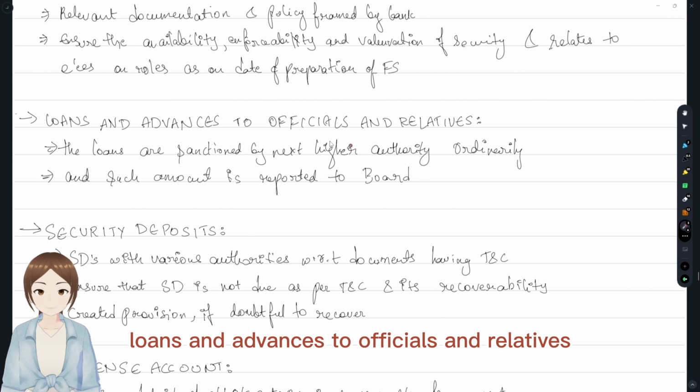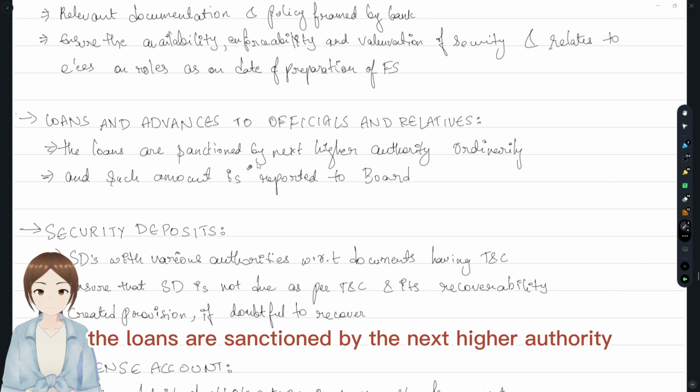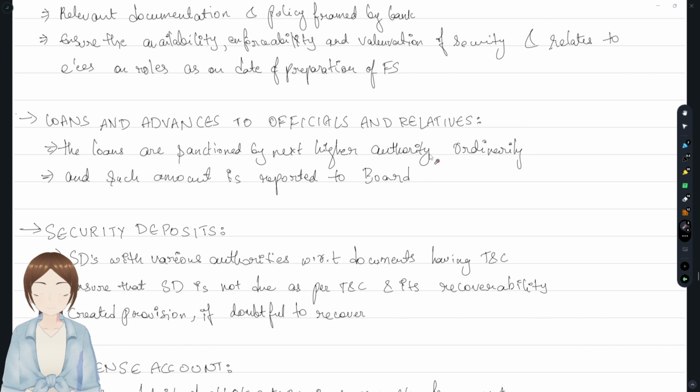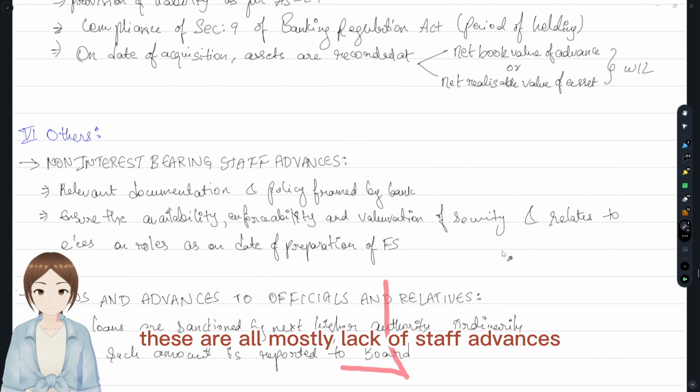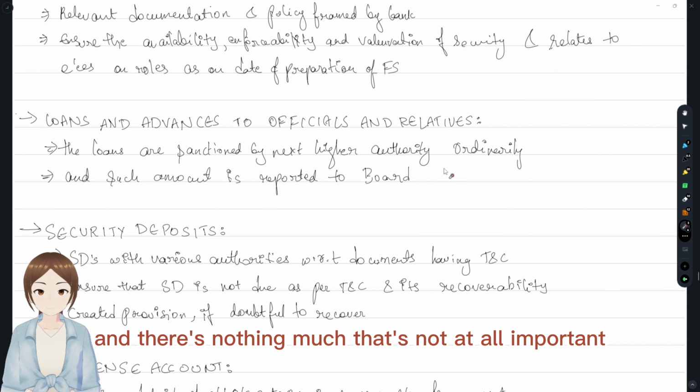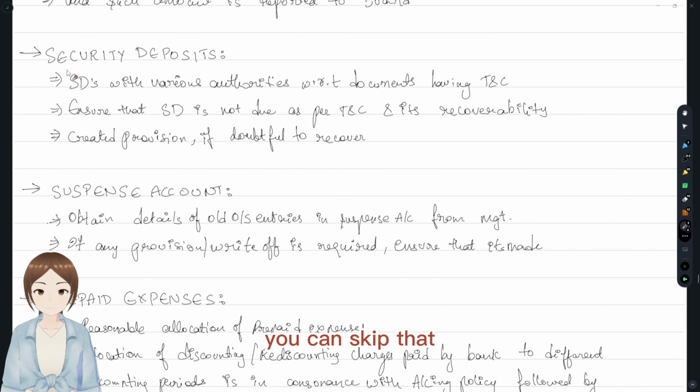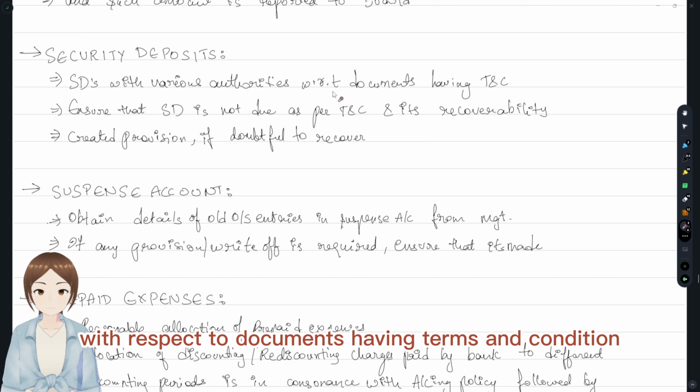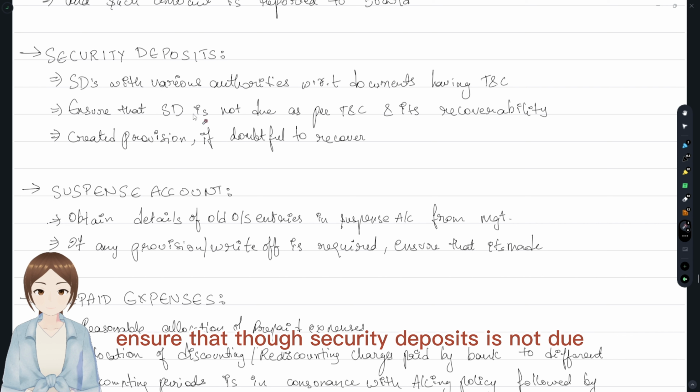Loans and advances to officials and relatives. The loans are sanctioned by the next higher authority ordinarily, and such amount is reported to the board. These are mostly staff advances, and there's nothing much that's important. You could skip that. And for security deposits with various authorities, with respect to documents having terms and conditions, ensure that those security deposits are not due as per terms and conditions, and check their recoverability.